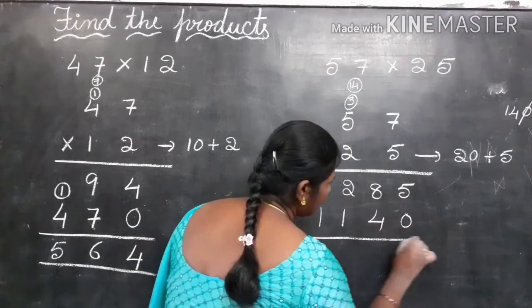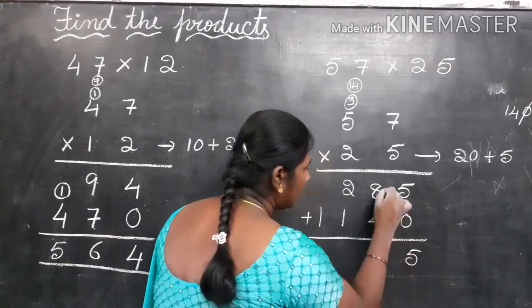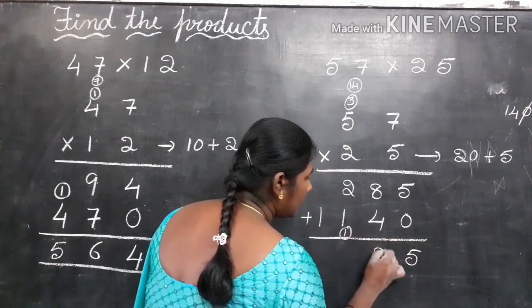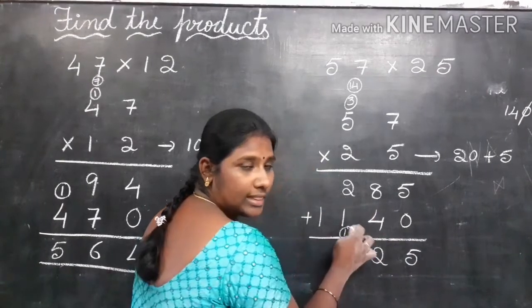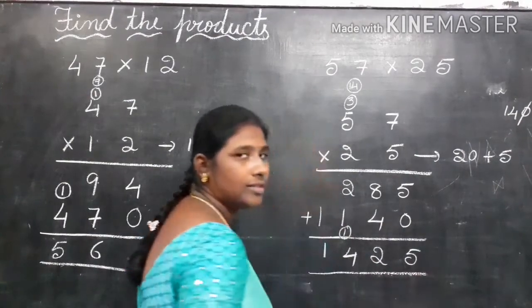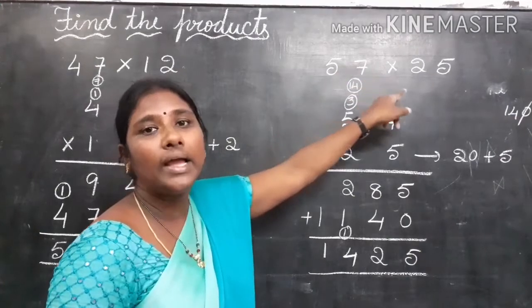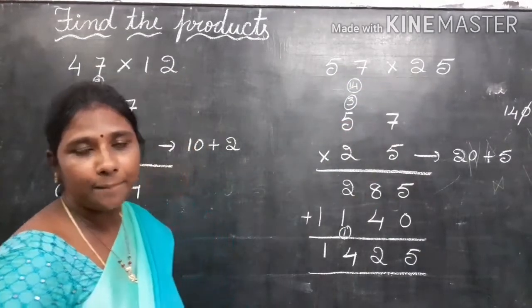114. Now we have to do the addition. 5 plus 0, 5. 8 plus 4, 12. 2 plus 1, 3. 3 plus 1, 4. Here it is 1. This is multiplication of a 2-digit number by a 2-digit number.